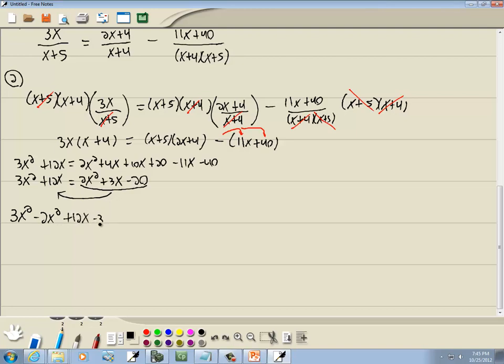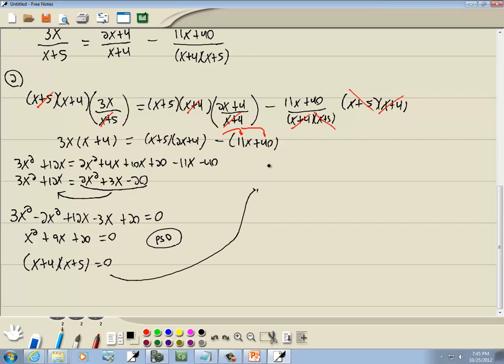The 3x becomes a negative 3x. And the negative 20 becomes a positive 20. Well, 3x squared minus 2x squared is x squared. 12x minus 3x is 9x plus 20 equals 0. And this factors using the PST method. So it factors as x plus 4 times x plus 5 equal to 0.